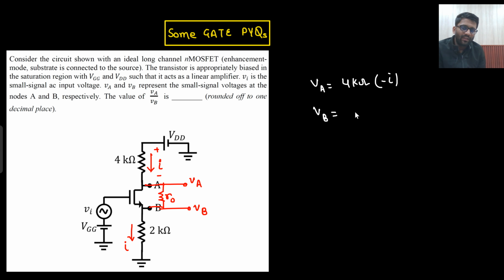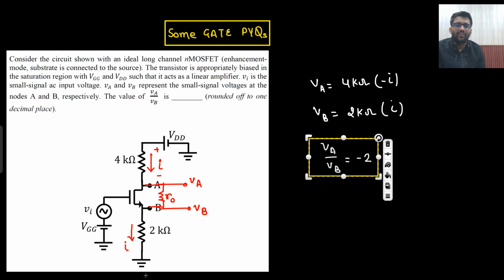And what will be VB? VB will be equal to 2 kilo ohm into I. So VA by VB equals minus 2. This is your VA by VB. So that's the answer. Answer is minus 2. Very simple. Yes or no? This question is straight from Razavi. Unsolved example of chapter 3 of Razavi, the last question you will see. This is straight from there. VA by VB equals minus 2.